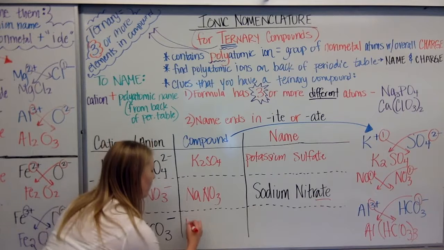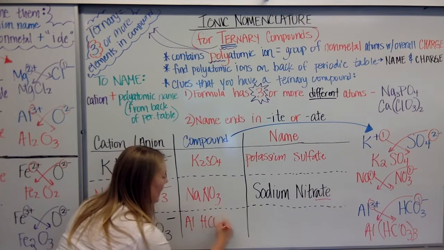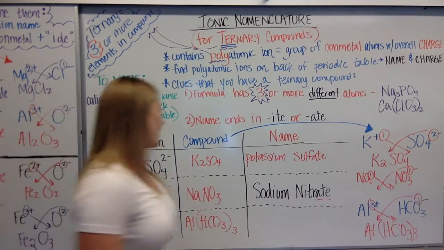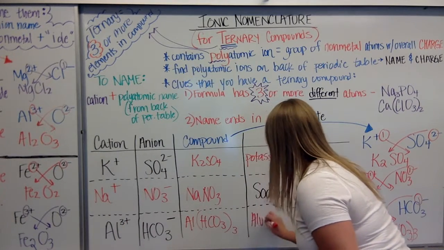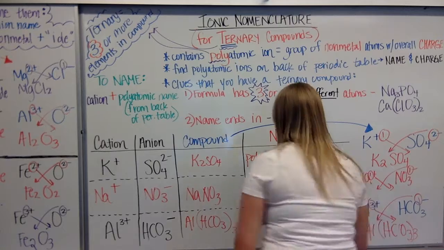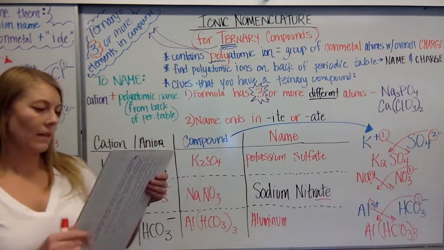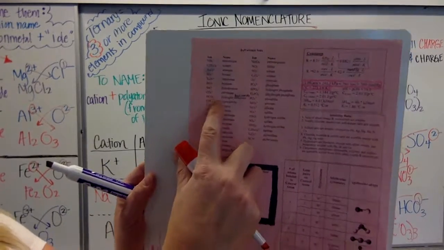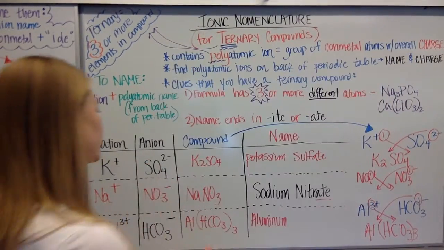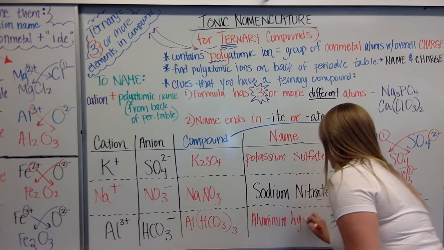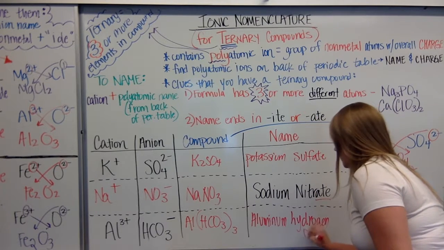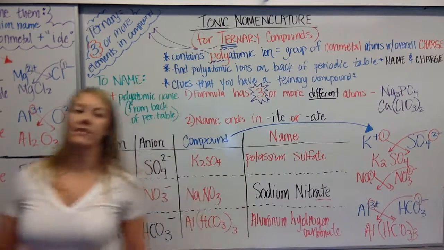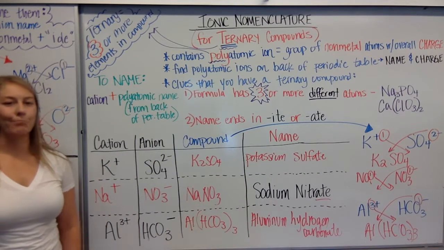So my final compound formula is Al(HCO3)3. Okay, and my name is aluminum. Name the cation like you see it. And then HCO3, right there, hydrogen carbonate. So aluminum hydrogen carbonate, and that's it. All right, so there's my full name for all of them.